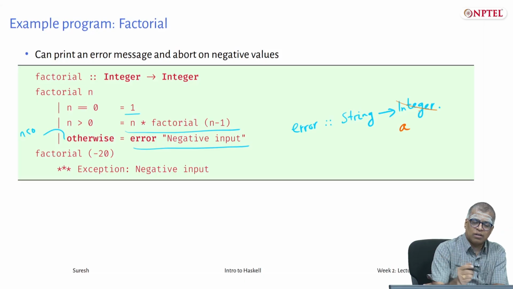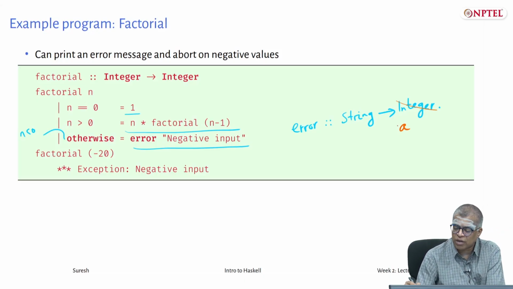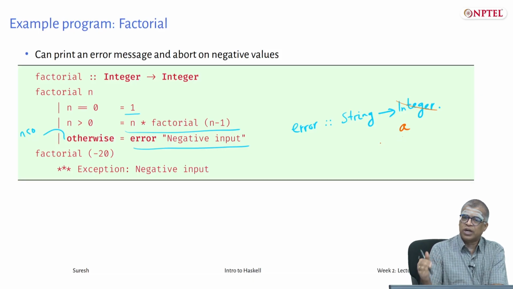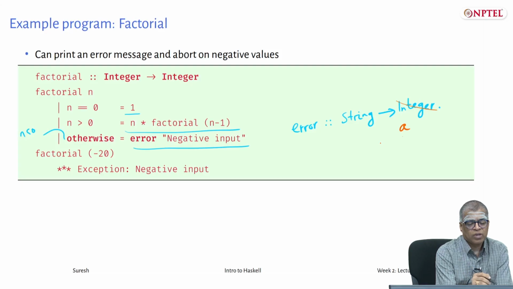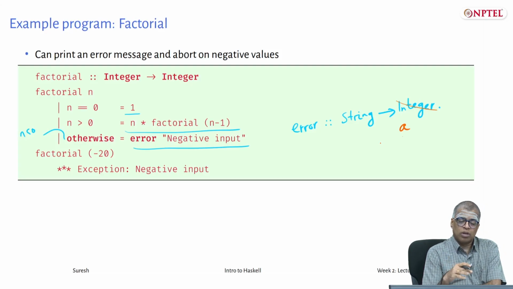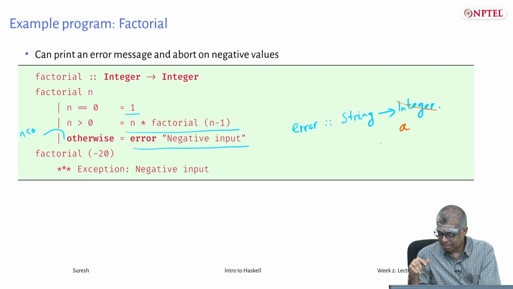We will see this particular feature where you use some abstract types rather than very concrete types like string, integer, character, bool, etc. We will see that in a couple of weeks. That is a very important feature of Haskell. Okay, good. So this is about the factorial function.